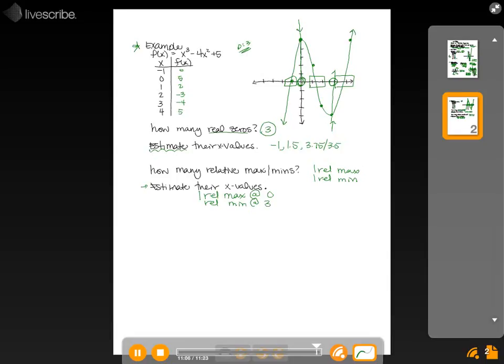Now, this is what it will look like on your homework. You'll have to graph it on your own. It'll ask you for zeros and to estimate their values, and then the relative maxes and mins and to estimate their values. So if you have questions on this, bring it to class next time. And those are your notes for section 7.2 on graphing polynomial functions.